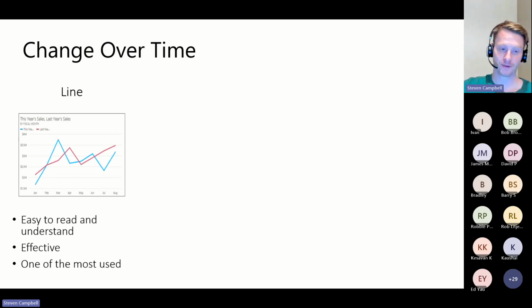Changes over time. Line graph, again. Simple, easy to understand, effective, one of the most used. The reason why everyone uses it and everyone likes it so much.